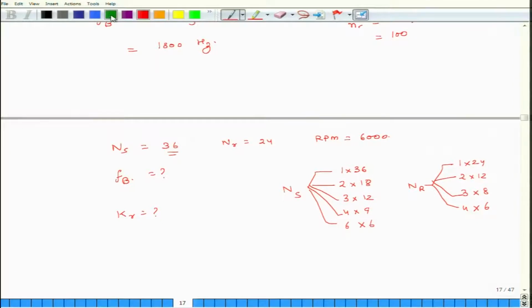So, what is the greatest common factor? 12. Okay. So, Kr equals 12. So, Fb equals 36 times 24 times 100 divided by 12. So, I get 72 into 100, 7200. Okay.